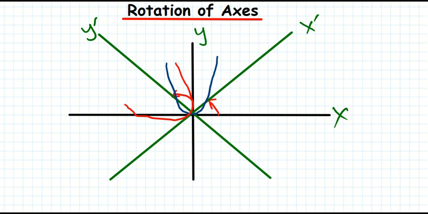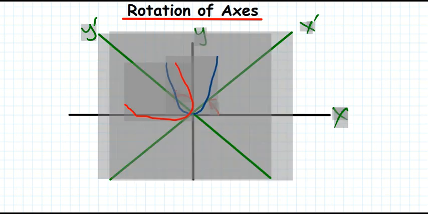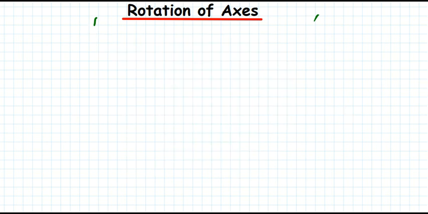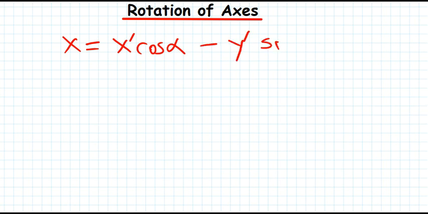The equations we're going to use create a relationship between x and y and the x prime and y prime as well. So our x is going to be given as x prime cosine of alpha minus y prime sine of alpha.